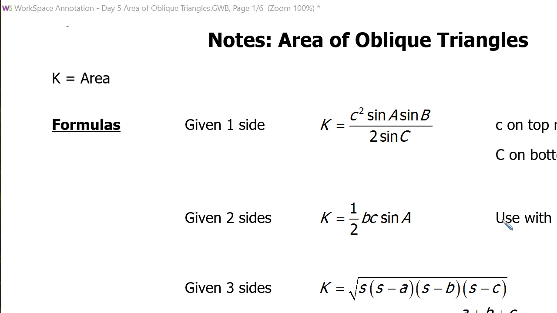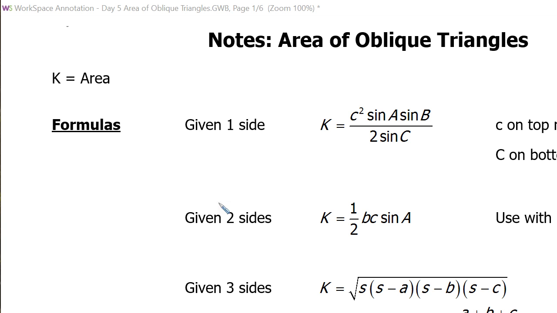Okay, so today is area of oblique triangles, and if you notice over here, it tells us that K equals area. So anytime you see that variable K, it just represents area. So in all three of these formulas, K represents the area of that triangle.